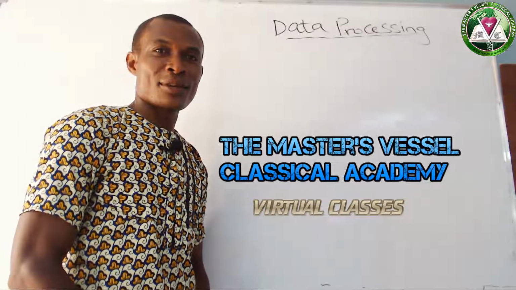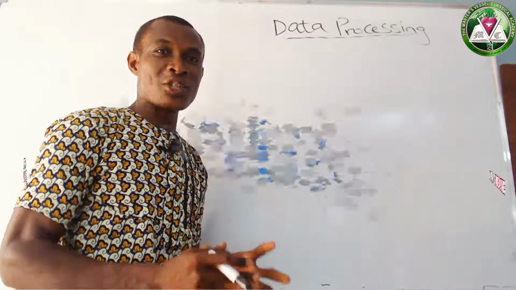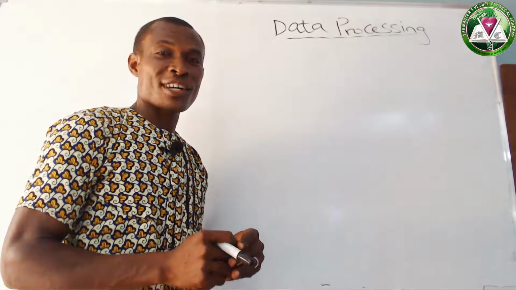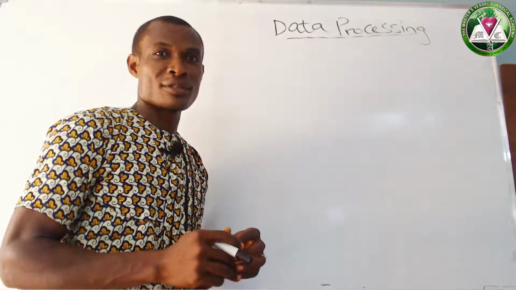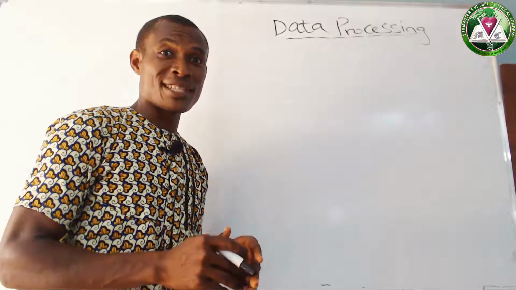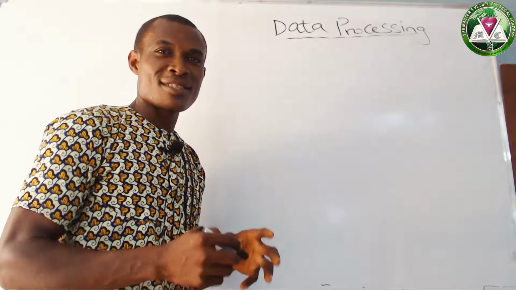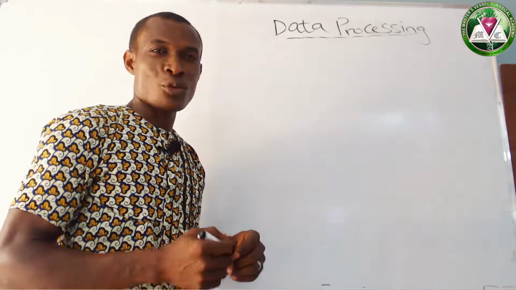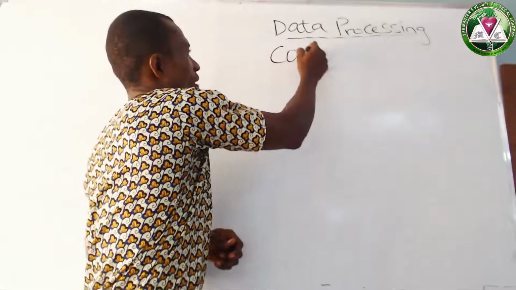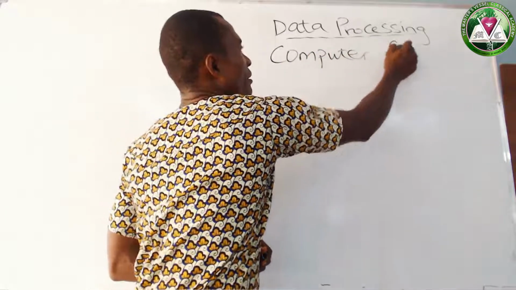Today we are going to look at the basic unit of data in which a user can store information in a computer system or on a disk, and that is computer files. So we are going to look at computer files.